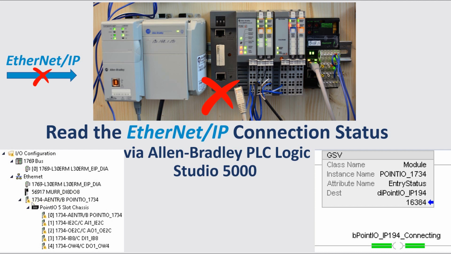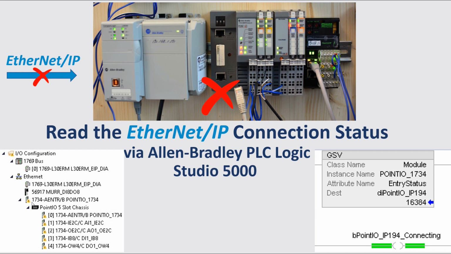If this is a standalone machine and the controller is a CompactLogix, and we are using an HMI to try to detect if this Ethernet connection got disconnected, how can we read the status of this connection? We do need PLC logic to read out the Ethernet IP connection status. So in this video, I'd like to show how we can implement this.